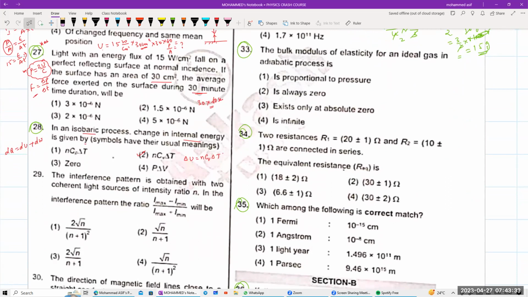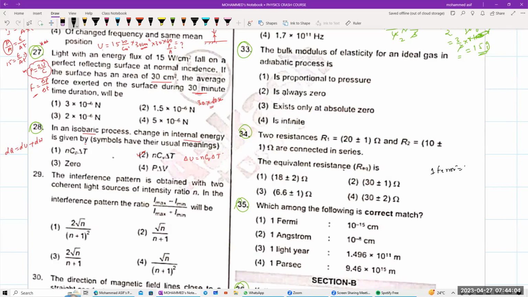Now question number 33, 34, 35. Take 2 minutes of your time and give me the answer fast. 35 you can basically answer just by looking. Which of the following is the correct match? 1 Fermi, which you study in nuclear physics. How much is 1 angstrom? 10 power minus 10. 10 power minus 10 angstrom. How much is 1 Fermi?